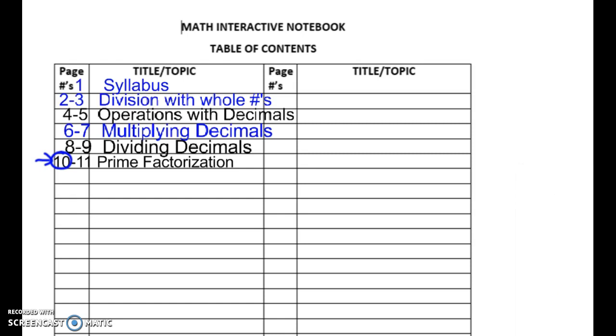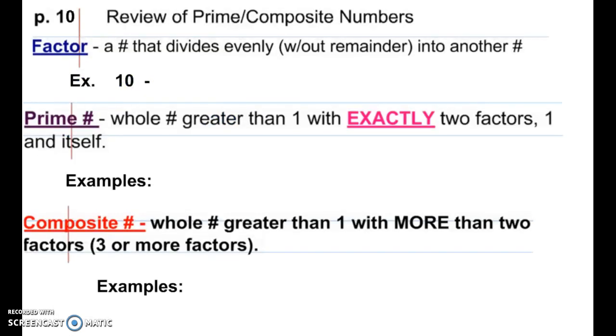Now that you have labeled your table of contents, turn to your next blank two-page spread. Remember, next blank two-page spread. And on the left page, you are going to label that as page 10. So turn to your next two-page spread, and on the left page, page 10, label it Review of Prime Composite Numbers. Pause your video and do that now.